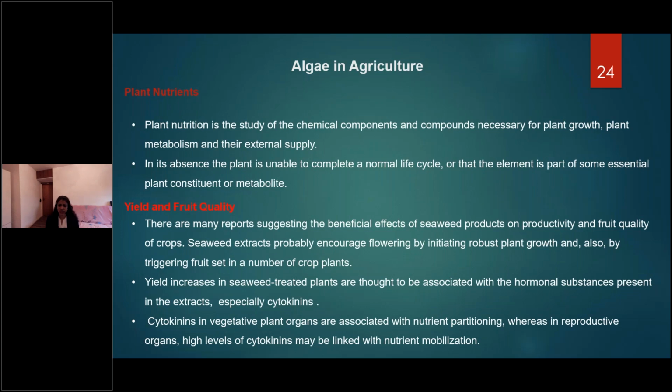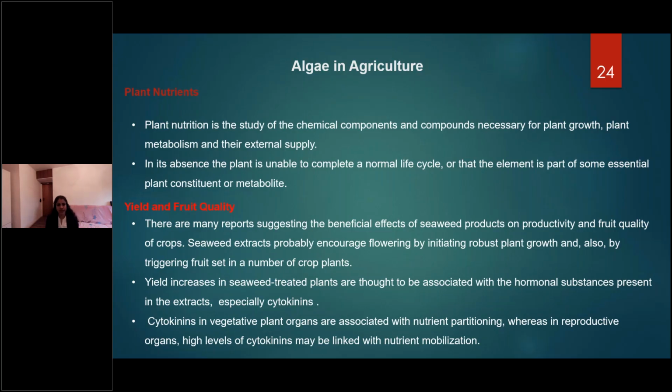More reports suggest the effect of seaweed products on productivity and fruit quality of crops. This probably encourages flowering by initiating robust plant growth and also by triggering fruit set in a number of croplands. So by using seaweed treatment on the plants, we can expect high yield, associated with the hormonal substances present in the extract, especially cytokinins. Cytokinins, as I told, in vegetative plant organs are associated with nutrient, whereas in reproductive organs, high levels of cytokinins may be linked with nutrient mobilization.